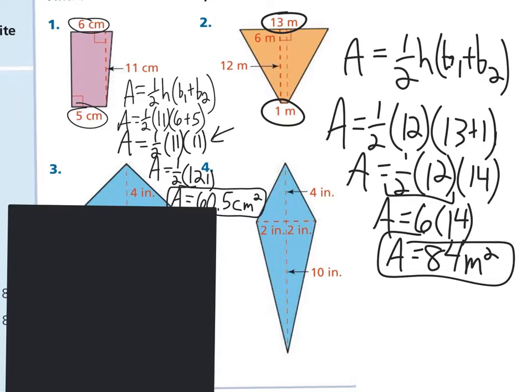Another option you actually have on that problem would be to split it up into 2 triangles and then a rectangle down the middle. And in that case, you would need to know that 6 meters that they're telling you.